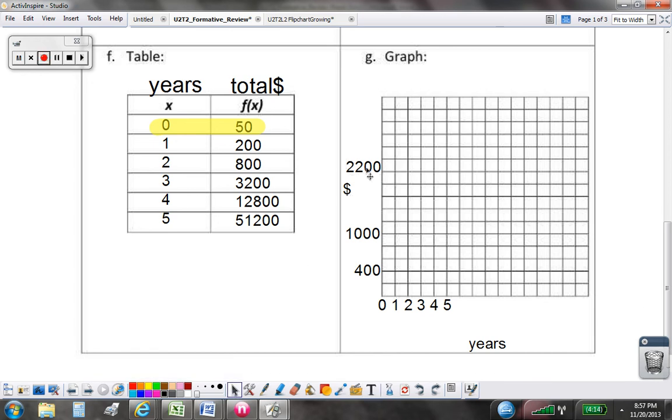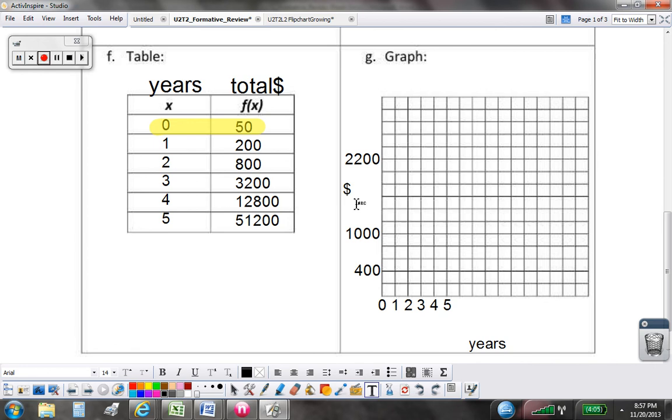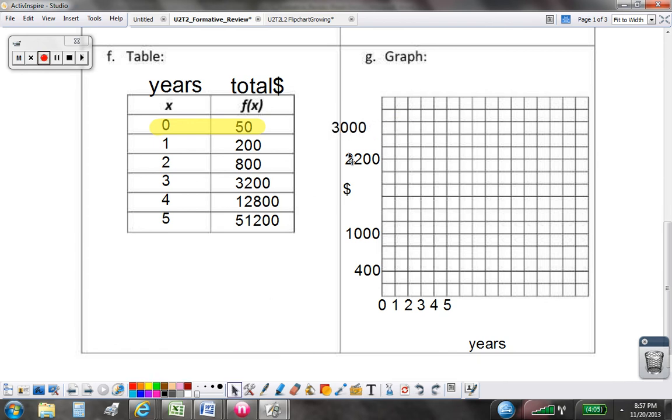Alright, hopefully, let me double check. 2, 4, 6, 8. Yeah. Okay, and then I'll do one more at the top. Let's do 3,000. Okay. So from here, 4, 6, 8, there. Okay. And then from there, I'm just going to plot some points.